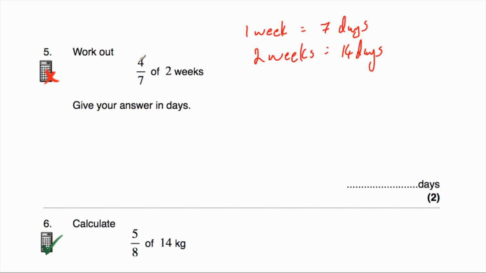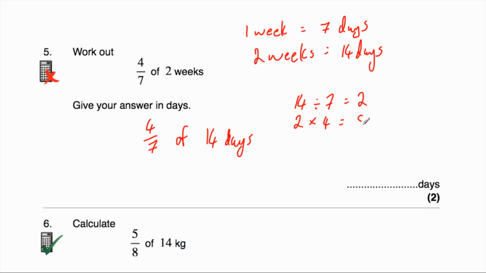So instead of working out 4/7 of 2 weeks, we're going to work out 4/7 of 14 days, because 2 weeks is 14 days. So let's work out what 4/7 of 14 days would be. So we're going to divide by the bottom. So we're going to take 14 and divide by 7, and 14 divided by 7 is equal to 2. And then we're going to multiply by the top. So we're going to do 2 multiplied by 4.